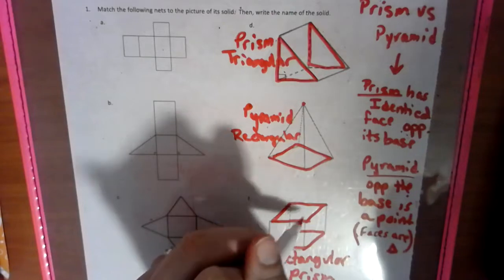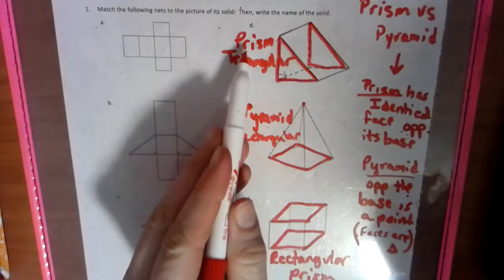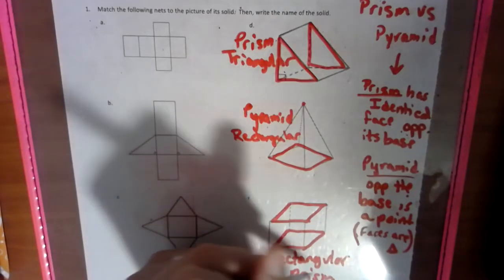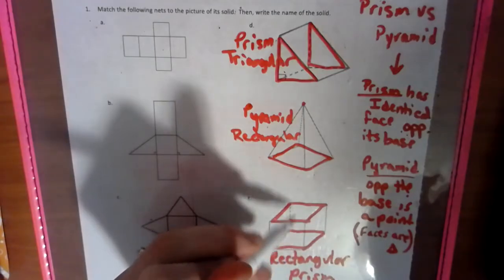See here, same thing as this one. This is a prism, but a triangular prism. This is a rectangular prism. They're a bunch of rectangles, but they're opposites of that.